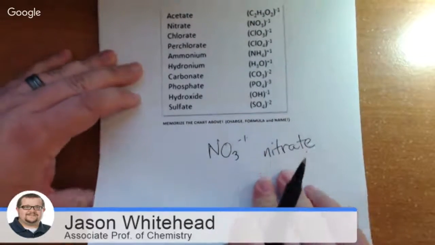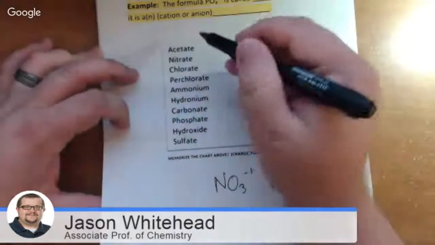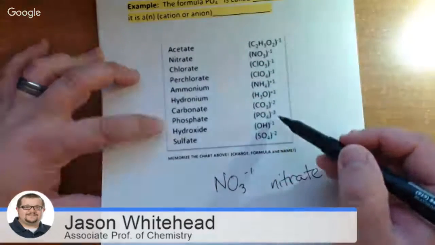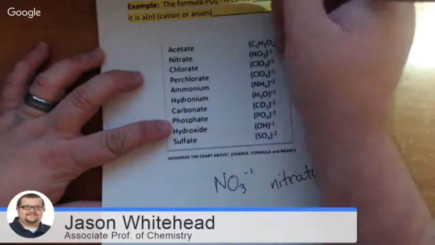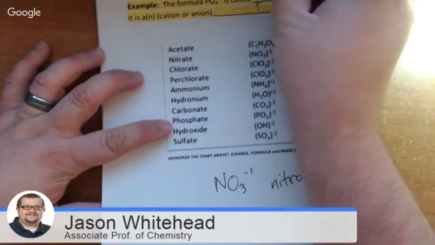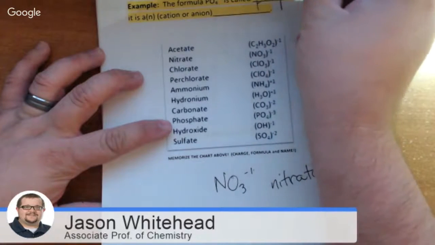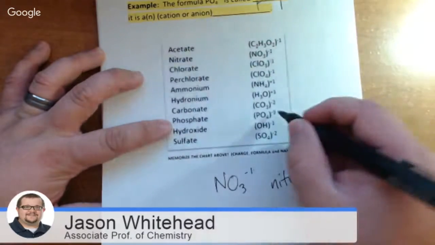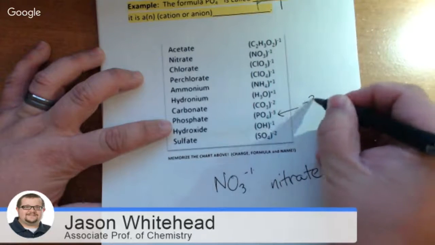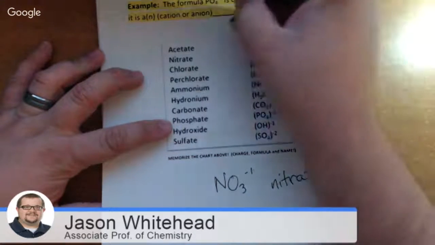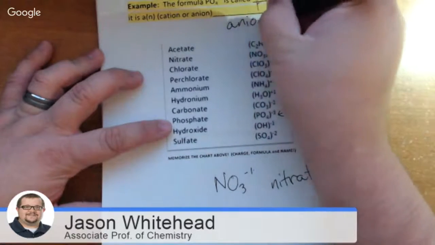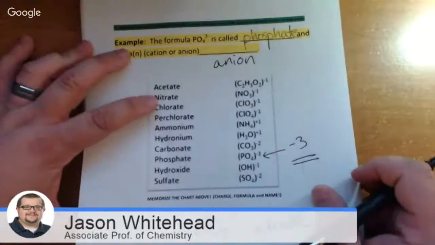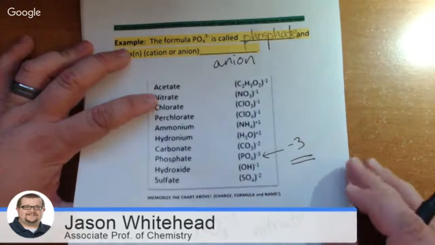Okay, but going back to the list here, just an issue of memorization. The formula PO4 3 minus, you would look through your list here. PO4 3 minus, phosphate. And is it a cation or an anion? Well, phosphate has a -3 charge on it. That makes it an anion. Okay, so we get phosphate as the name of PO4 3 minus, and anion as the charge.